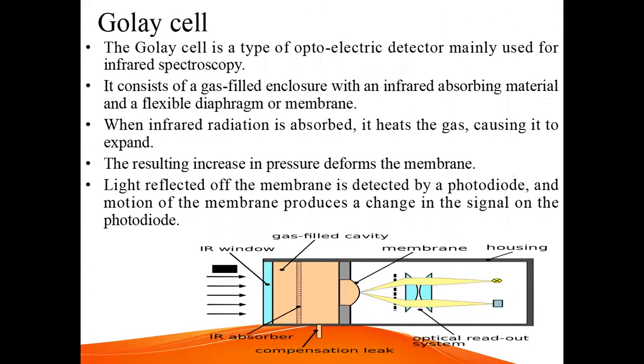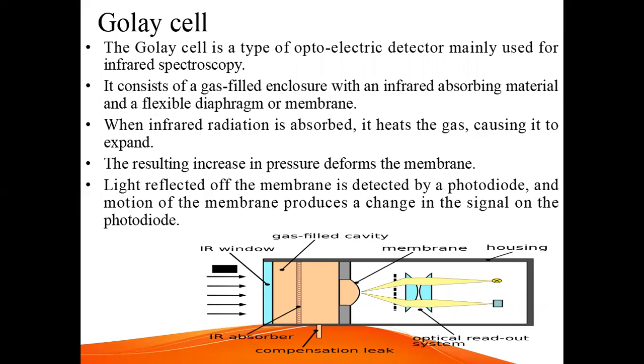Golay cell. The Golay cell is a type of optoacoustic detector mainly used for infrared spectroscopy. It consists of a gas-filled enclosure with an infrared absorbing material and a flexible diaphragm or membrane. When infrared radiation is absorbed, it heats the gas, causing it to expand. The resulting increase in pressure deforms the membrane. Light reflected off the membrane is detected by a photodiode, and motion of the membrane produces a change in the signal on the photodiode.